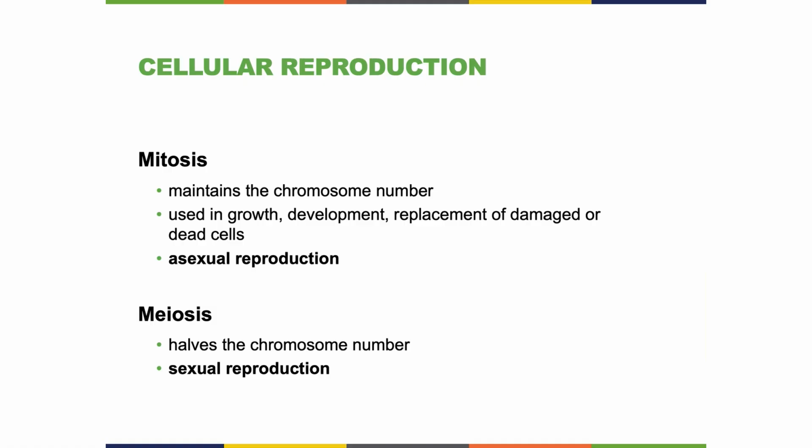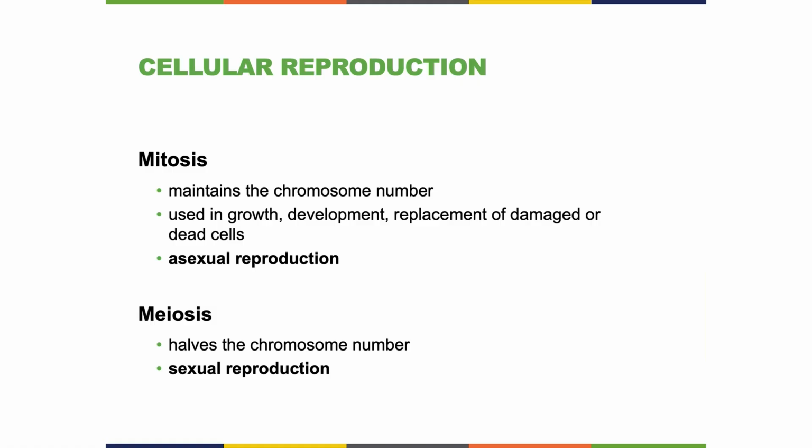But this is asexual, and it's designed to produce daughter cells that are identical to the parent cell. Okay, so this is going to maintain the number of chromosomes. That's going to stay the same. And this is how we grow. This is how we develop. And this is how we replace, we repair. We do replace any damaged or dead cells.